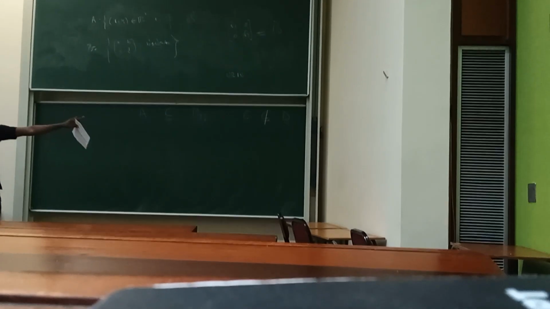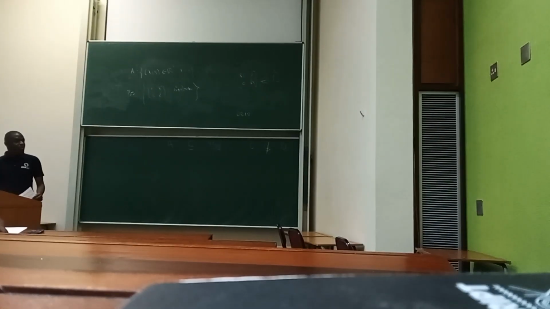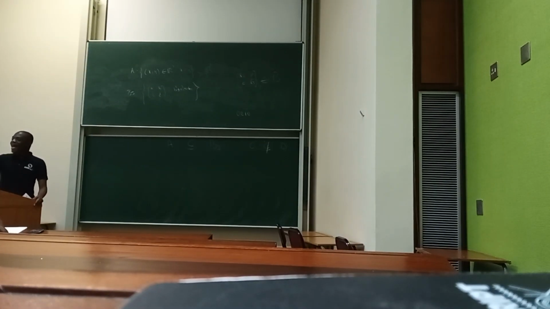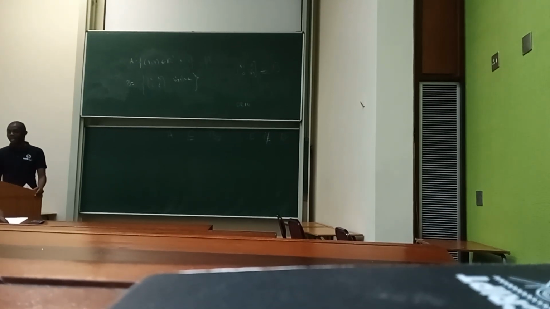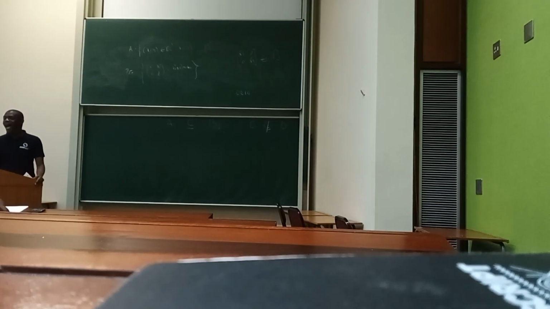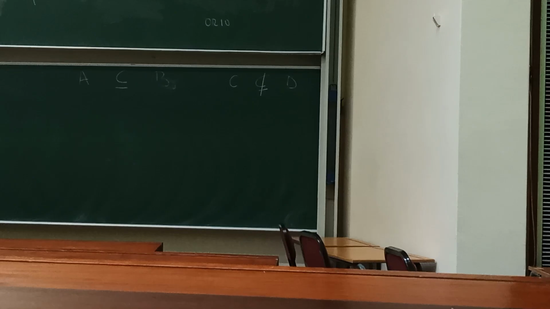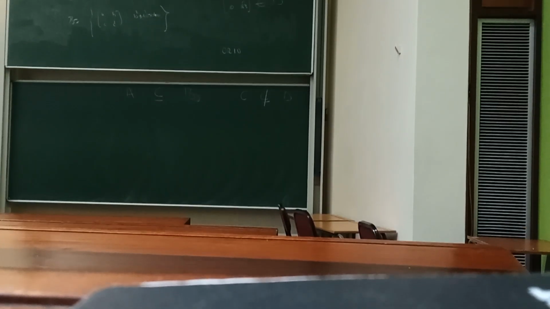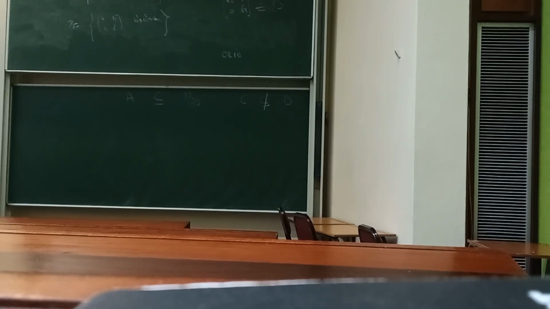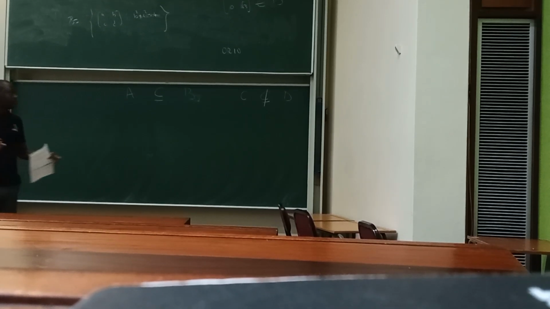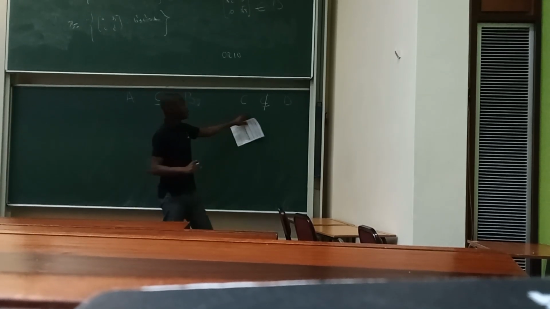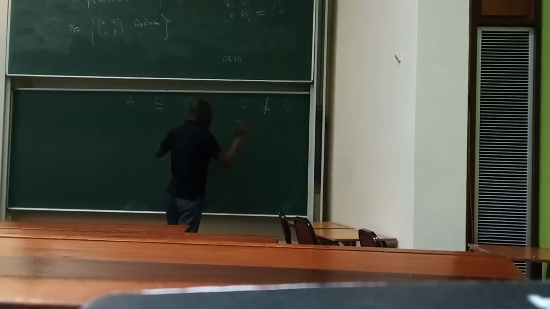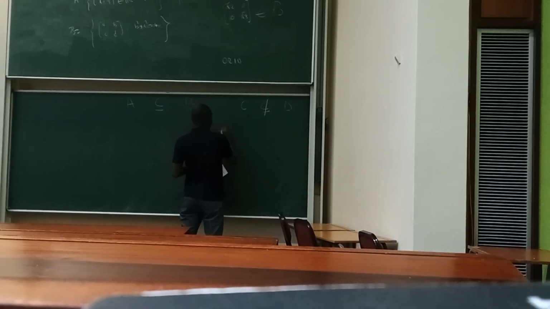So if I wrote like this, this simply means that there exists at least one element in C that is not in D. That's actually the meaning. At least. So if I can find an element of C that is not in D, that simply means that C is not a subset of D. Okay? So that's the meaning.